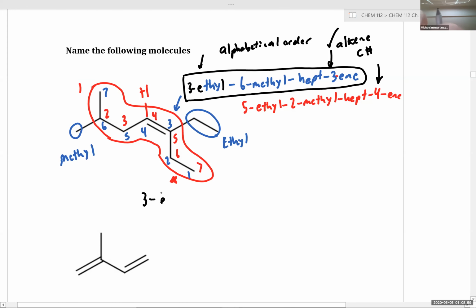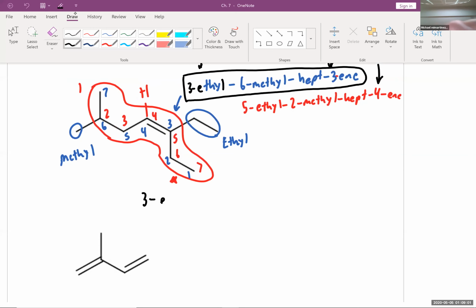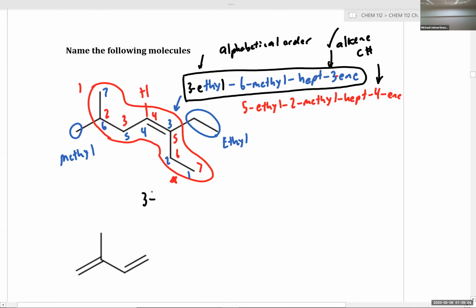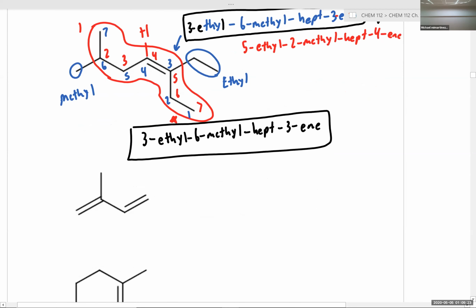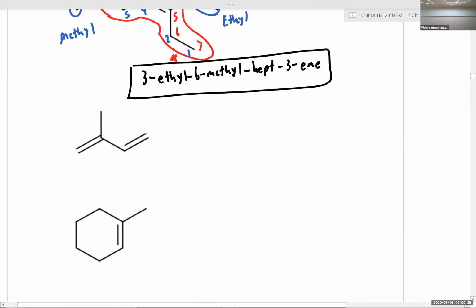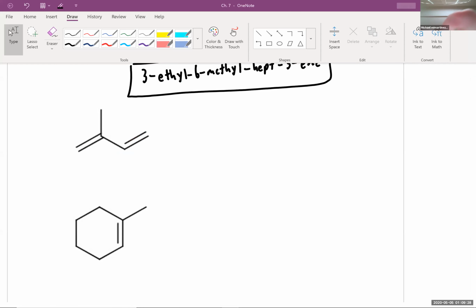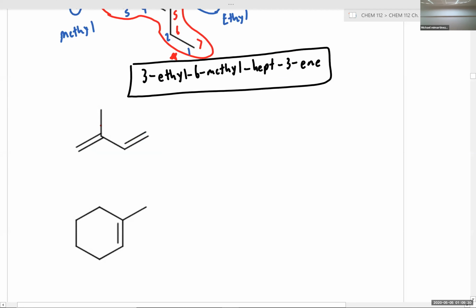So let's now write out the complete name for this structure. So this is 3-ethyl, 6-methyl, hept-3-ene. Okay, let's do one more together. So our longest chain, well, that's pretty self-explanatory here. The longest chain would be 4 carbons.